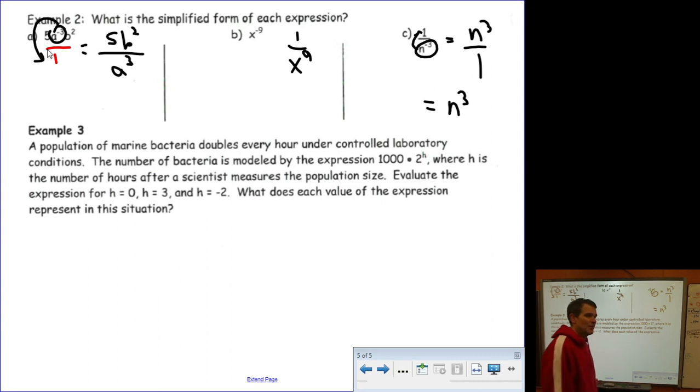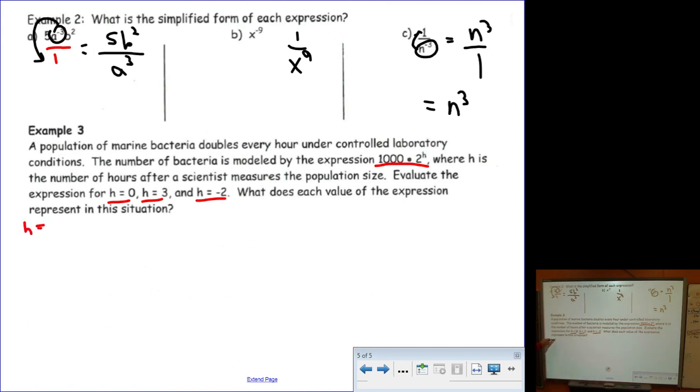All right, last up, I want to do a quick little story problem to show you how this might impact a story problem. I have a population of marine bacteria that doubles every hour under controlled laboratory conditions. The number of bacteria is modeled by the expression 1,000 times 2 to the h, where h is the number of hours after a scientist measures the population size. Evaluate the expression for h equals 0, 3, and negative 2.